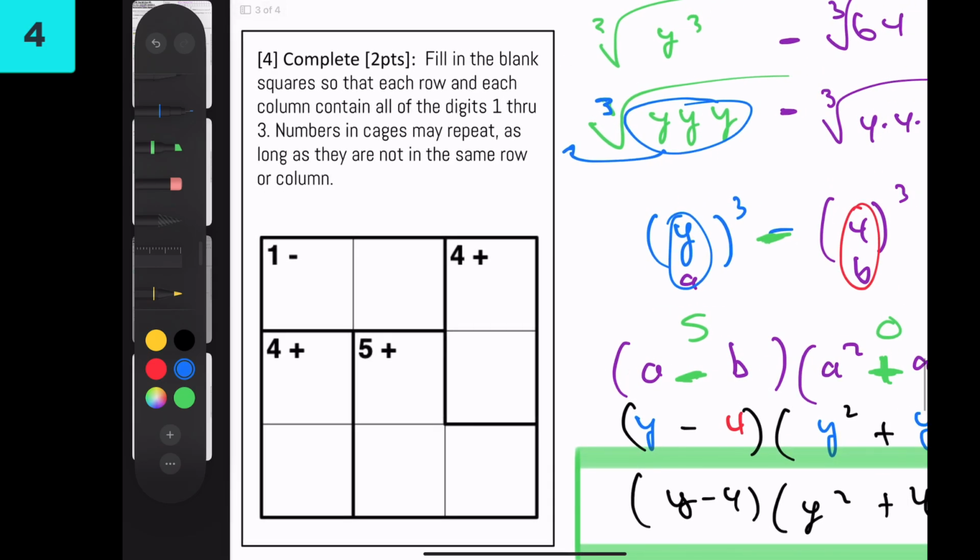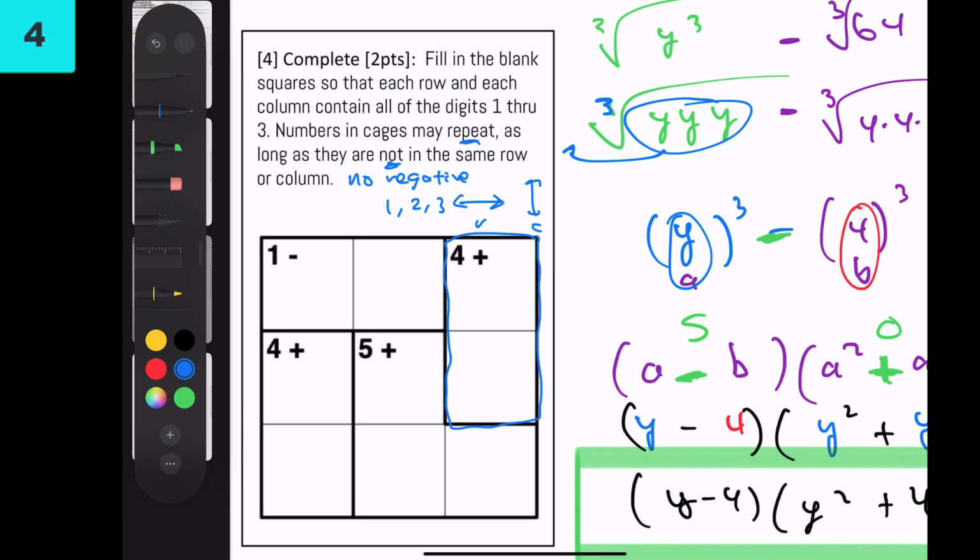Question number 4, fill in the blank squares so that each row and each column contain all the digits 1 to 3. There should be no negatives, and you're only using the numbers 1, 2, and 3, and they can't repeat in a row or a column. Okay, let's focus on this one.